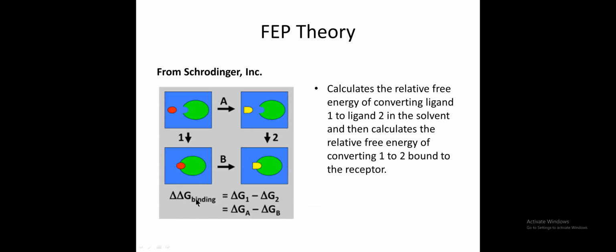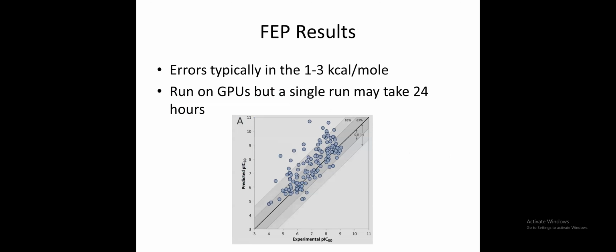So the difference in the relative free binding energy between G1 and G2 is going to be the same as the difference in the relative free energies of going from ligand 1 to ligand 2 in the solvated form, and bound ligand 1 to bound ligand 2. They will typically talk about being able to reproduce binding affinities within probably, say, 1 to 3 kcal per mole. And this is just some of the data that you can see, which looks much better than most of the data that I talked about previously in terms of being able to predict the pIC50 values and the experimental pIC50 values.